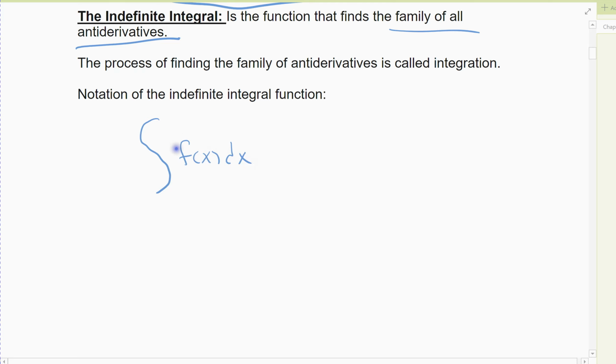Alright, this would be the 2x. This would be the function I want to find the antiderivative of. The dx represents "with respect to." This would be the differential. So this symbol right here is called the integrand. This is the differential.